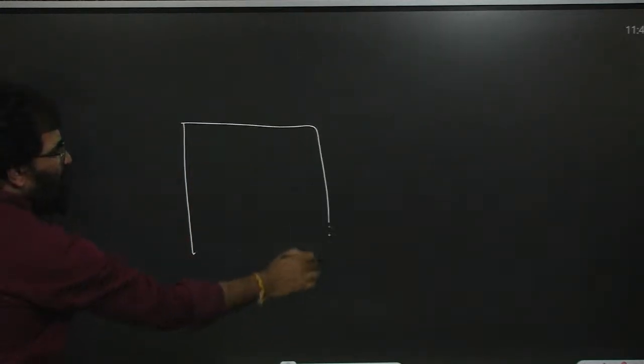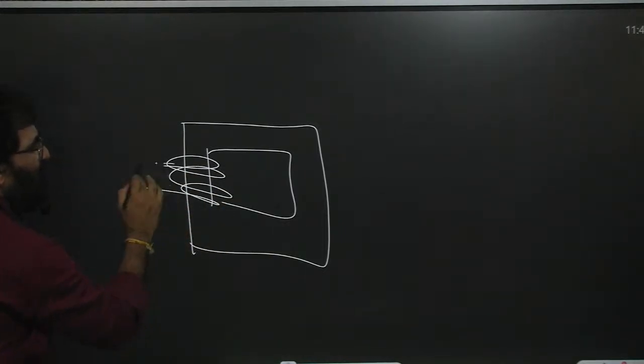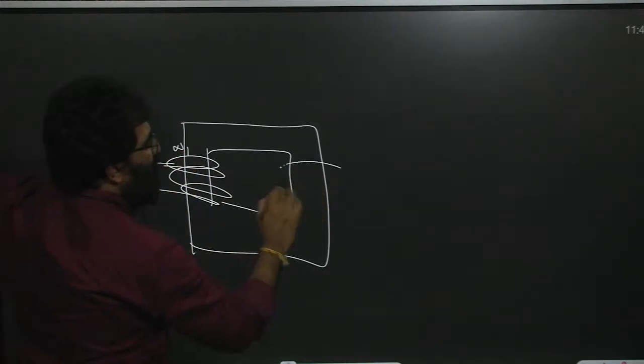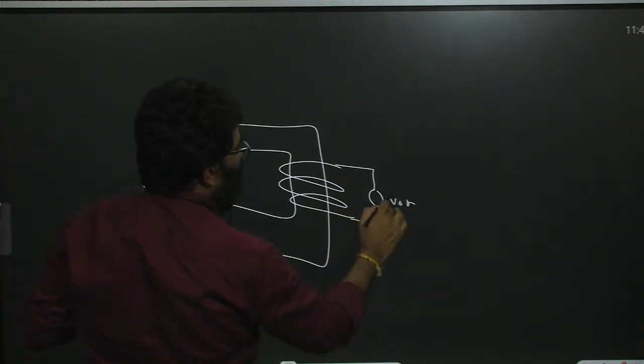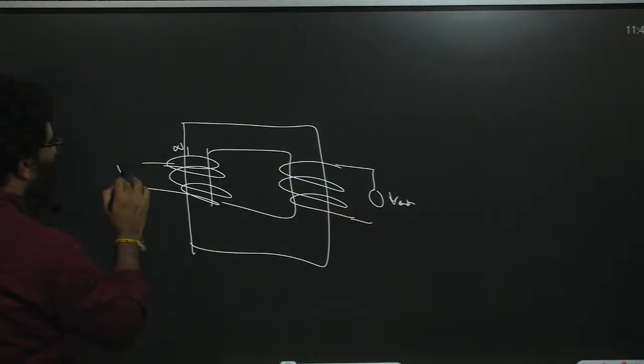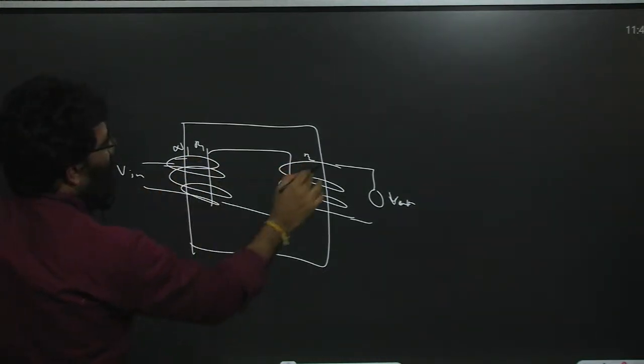When it is a transformer, you have a primary coil and a secondary coil, primary circuit and secondary circuit. So how many turns are there? Here N1 turns are there, here N2 turns are there. This is V output, this is V input. Here resistance is R1, here resistance is R2.